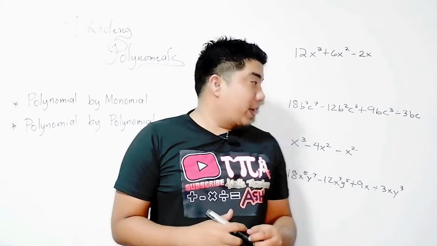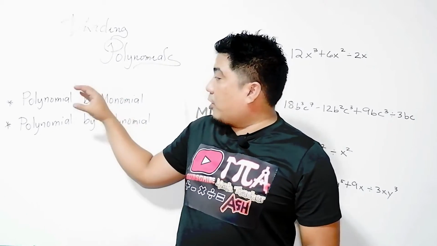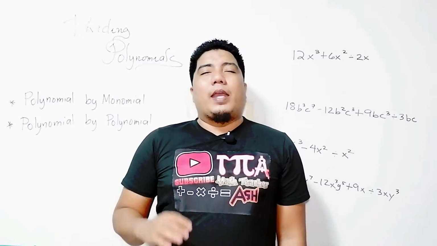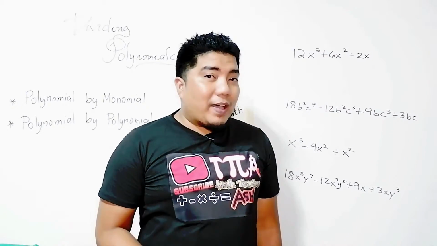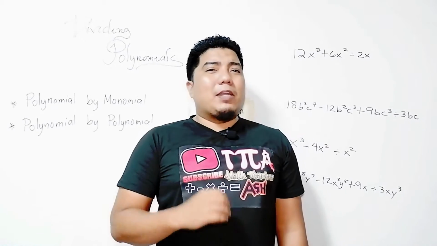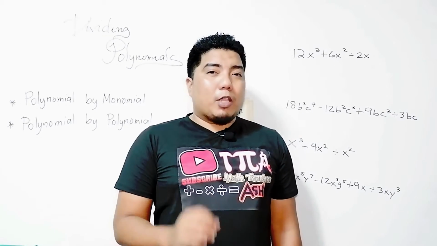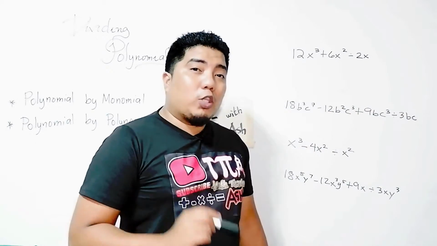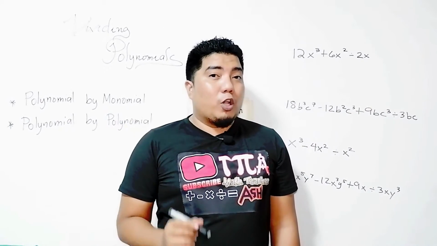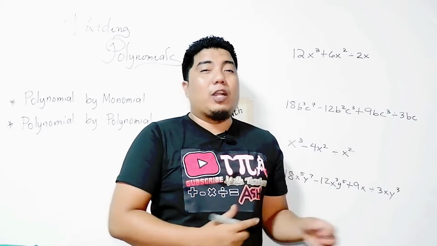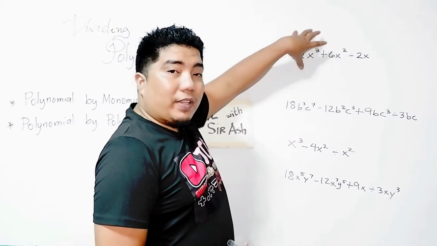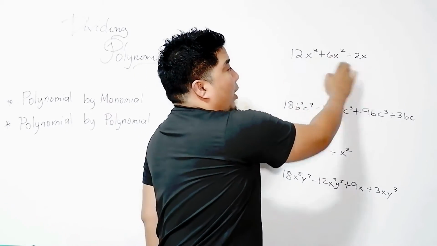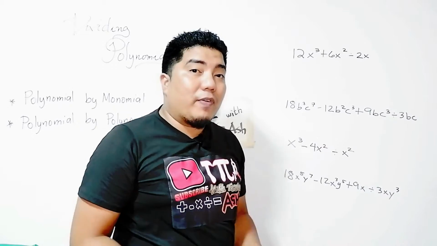Okay, math learners, we have here 4 examples in our first part of the discussion: the polynomial divided by a monomial. Now, the question is, how do we divide a polynomial by a monomial? My dear math learners, it is very easy. If you have a divisor which is a monomial, what you will do is use that divisor to divide each term of your dividend. This is our dividend and this is our divisor. So what we will do is we divide it term by term. And then you will have your final answer.